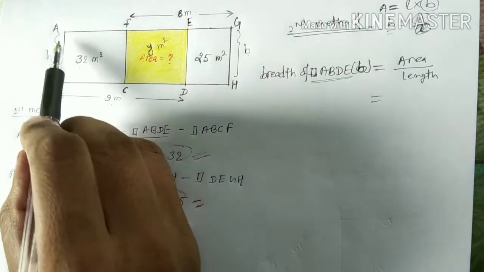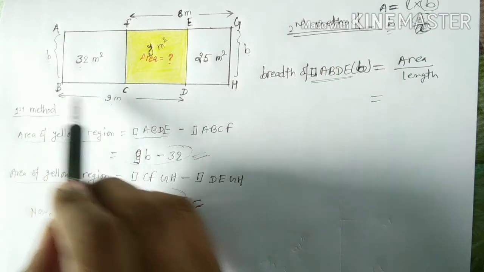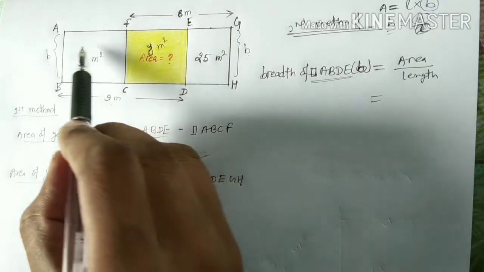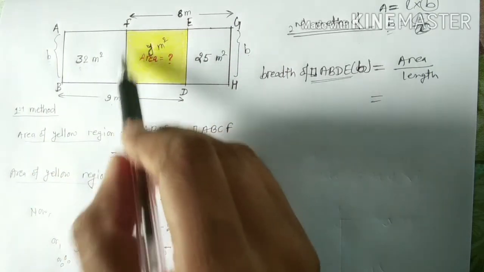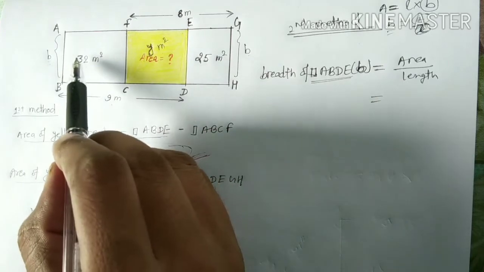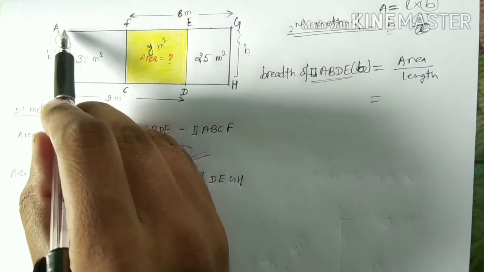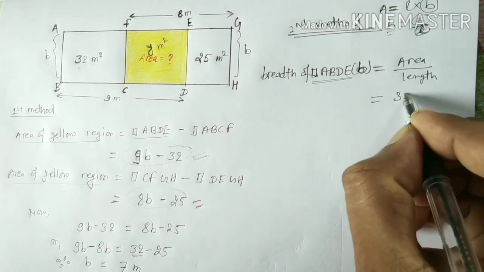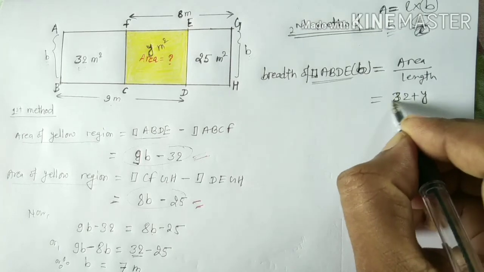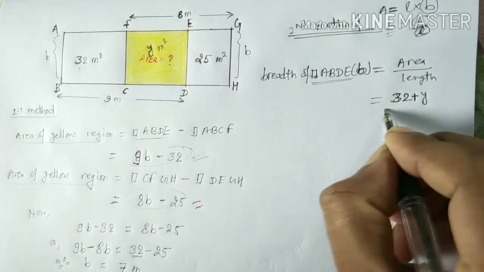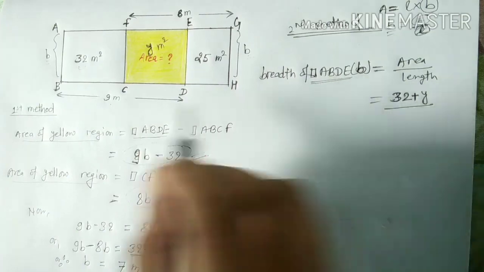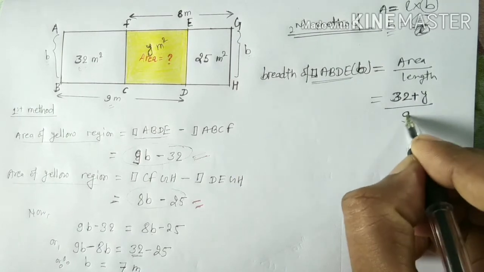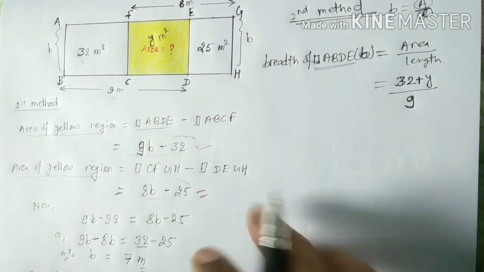Now we can find the area of rectangle ABDE. The area of rectangle ABDE will be 32 plus y, because this rectangle has the area 32 and this rectangle has the area y. So if we add these two rectangles, then it forms a big rectangle, as you can see here, ABDE. So its area becomes 32 plus y, by its length. The length of rectangle ABDE is 9, so we can divide it by 9.